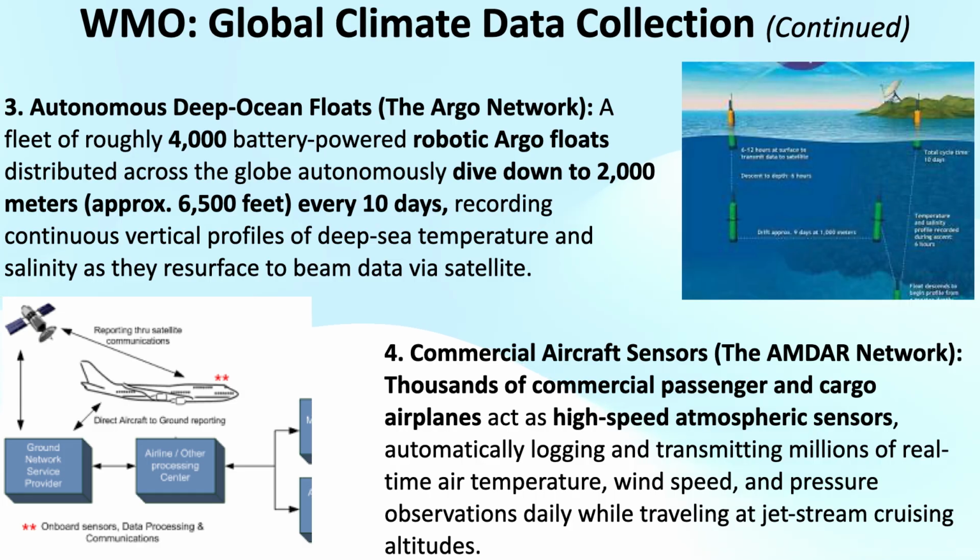Who knew that there were 4,000 of those things around the globe? Jets, commercial jets, cargo planes, etc. A lot of them have what they call the AMDAR network, or commercial aircraft sensors. And basically what they do is they transmit information real time. They take measurements, such as wind speed, pressure, etc.